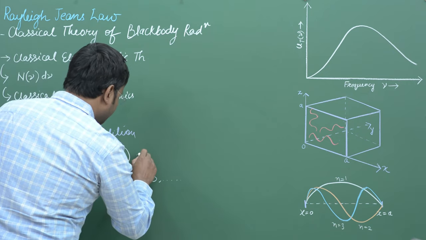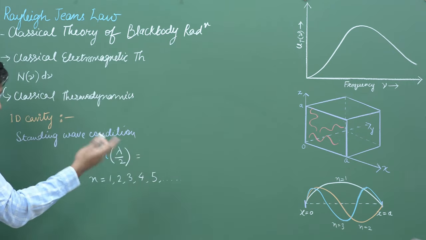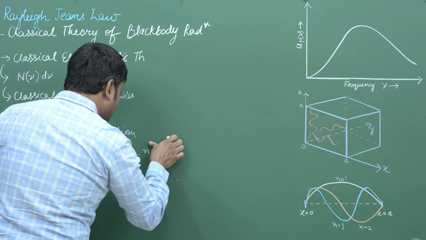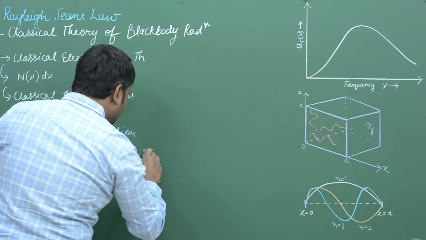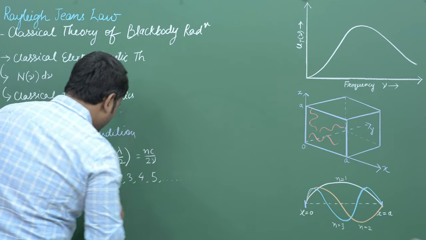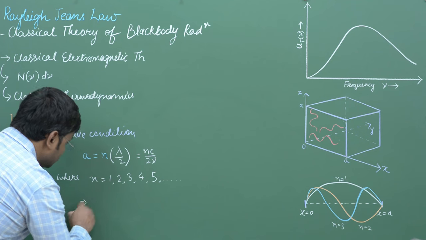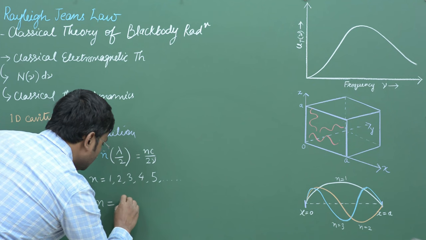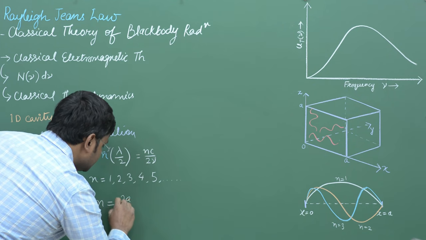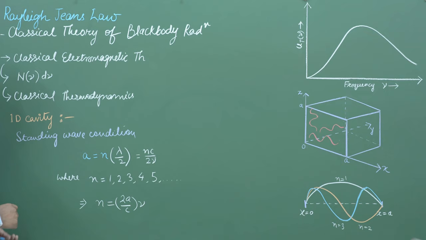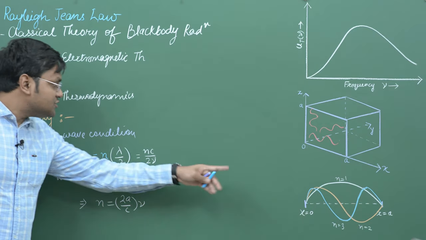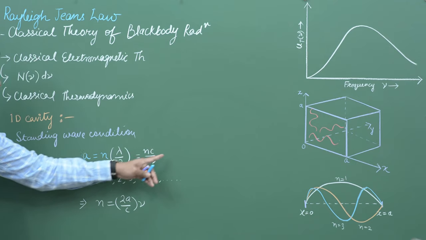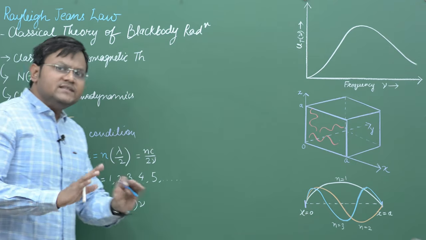Further, I can also write the whole thing in terms of frequency. Because lambda is equal to c upon nu, I can say a equals n times c upon 2 nu. Or I can also write down the expression in terms of n itself. So n is equal to 2 a nu upon c. All right, so here a is the dimension of the cavity, n is the integer, nu is the frequency, lambda is the wavelength. Now, what is our objective?